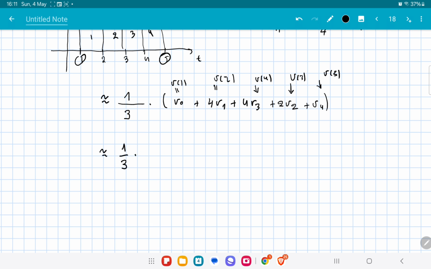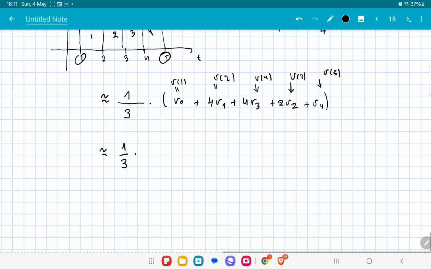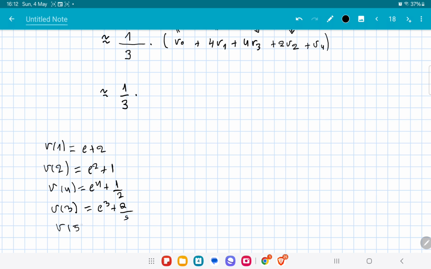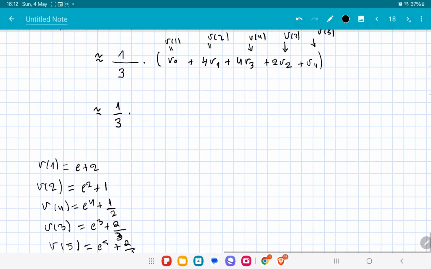So it's going to be a third times, we evaluate our functions at 1, so we have to find v1 is going to be e plus 2, v2 is going to be e to the power of 2 plus 1, v4 is going to be e to the power of 4 plus a half, v3 is going to be e to the power of 3 plus 2 over 3, and v5 is going to be e to the power of 5 plus 2 over 5. And we plug these values here for v0, v1, and so on.